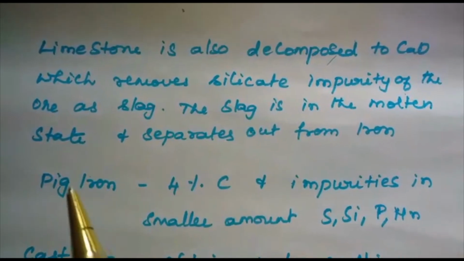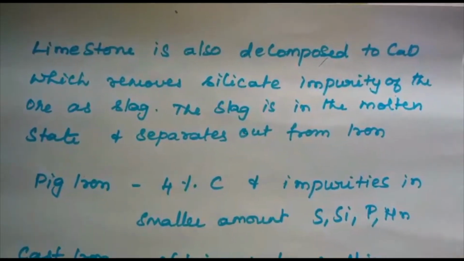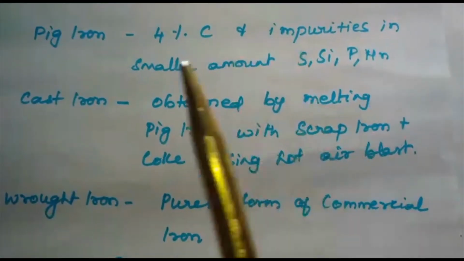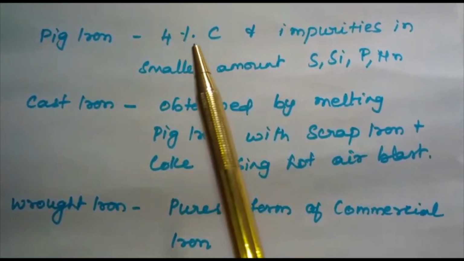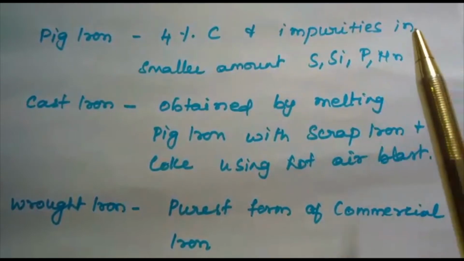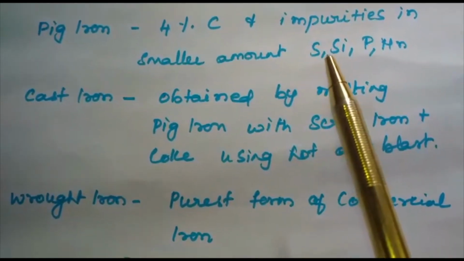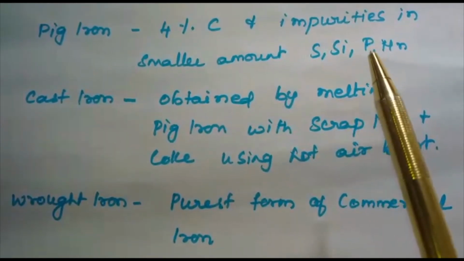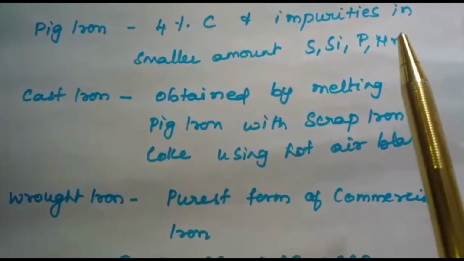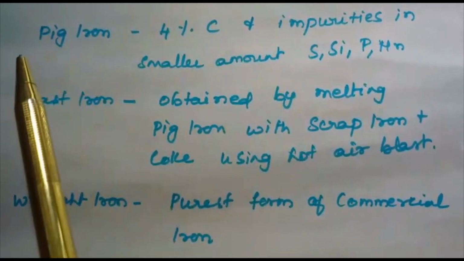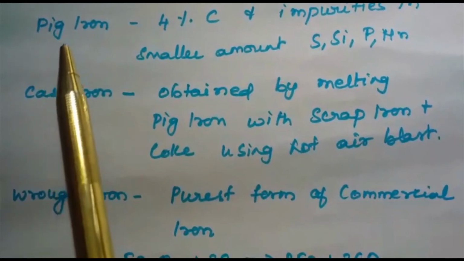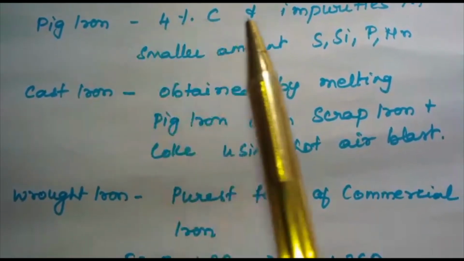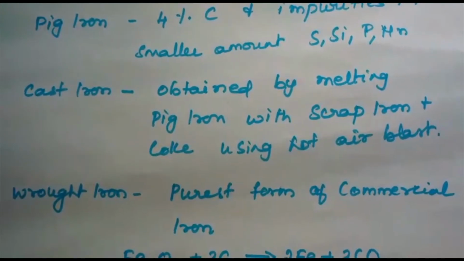What is pig iron? How do we get this pig iron? The iron obtained from the blast furnace contains 4% of carbon and impurities in smaller amounts. The impurities are sulfur, silicon, phosphorus and manganese. The iron obtained from the blast furnace is known as pig iron. It can be cast into a variety of shapes.